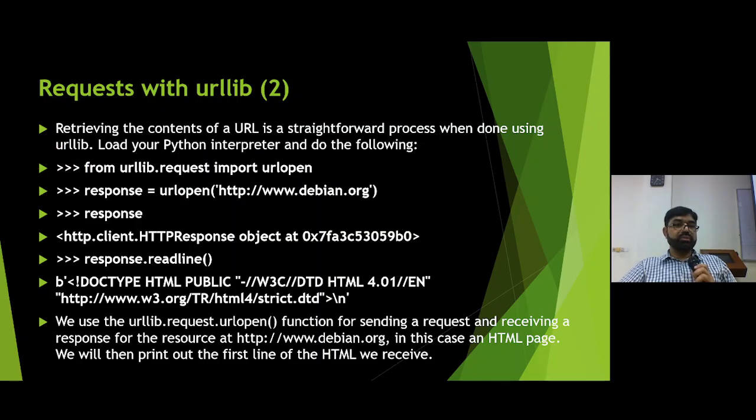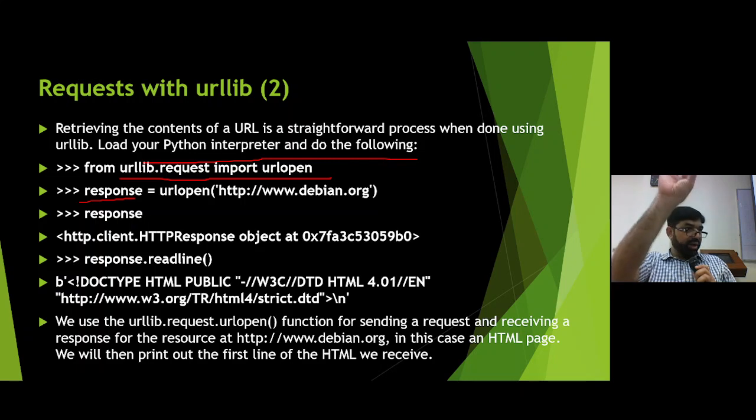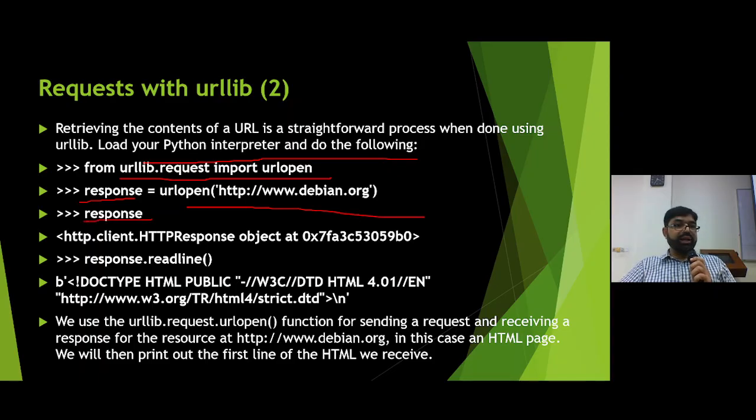What are we doing? Basically, we're retrieving the content of a URL, a straightforward process. We are using the Python interpreter, and from there we get this package, specifically urlopen. Then we write, in the Python interpreter, response is equal to urlopen, and we provide a URL in the brackets. When we write response in the next command, we will get this response.